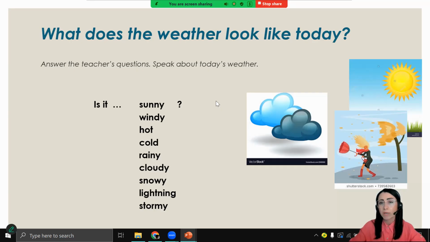What does the weather look like? Now tell me about today's weather. What does the weather look like today? Is it sunny? Is it windy? Is it cold? Is it cloudy? Can you answer? Beside my window, it is hot and sunny today. What about you?